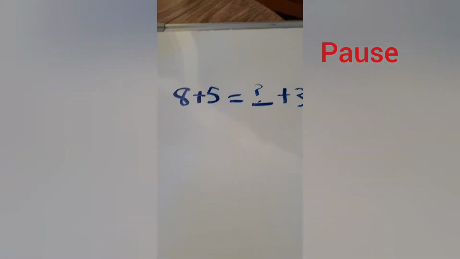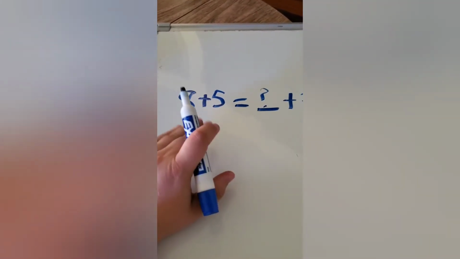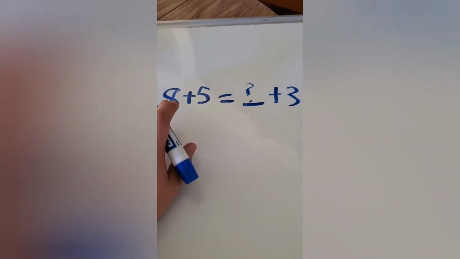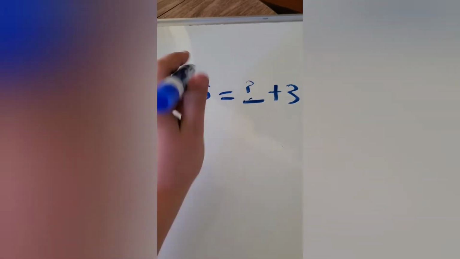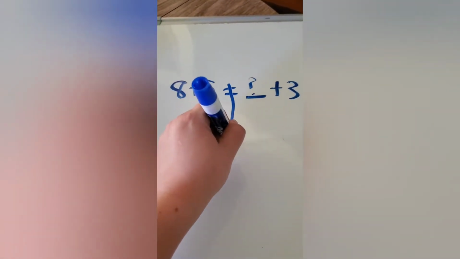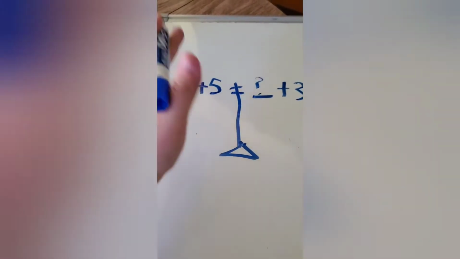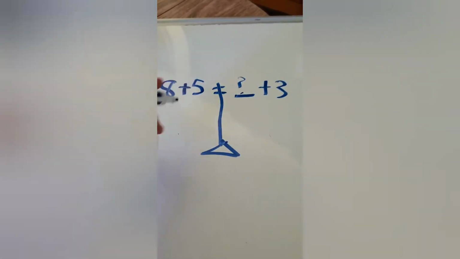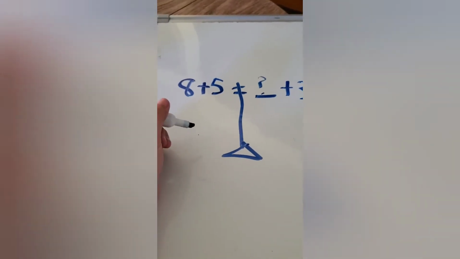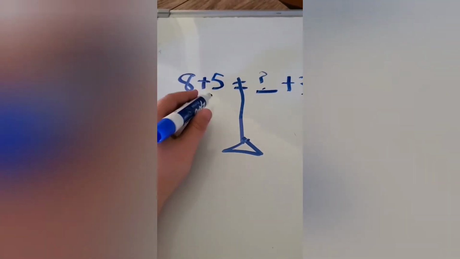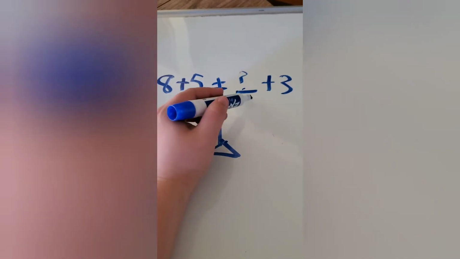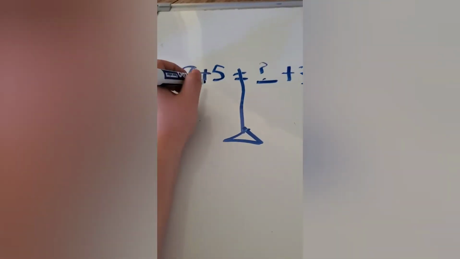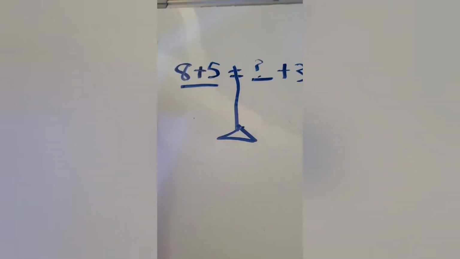All right, so now that you have that, this is what we're going to do, okay? We need to remember that on this side, we're going to have our balance beam, right? So this side has to equal the same as this side, right? So we need to figure out what 8 plus 5 is because we can't figure out this one yet, because we need to find that missing number, right? So 8 plus 5 is what, friends?